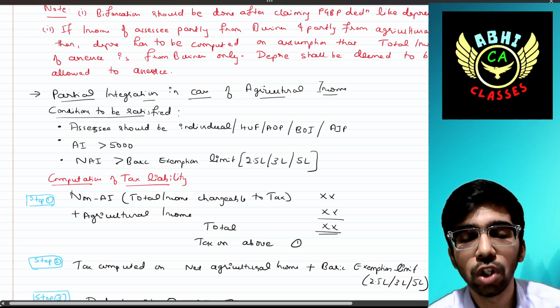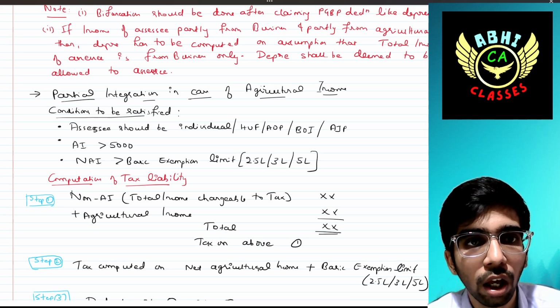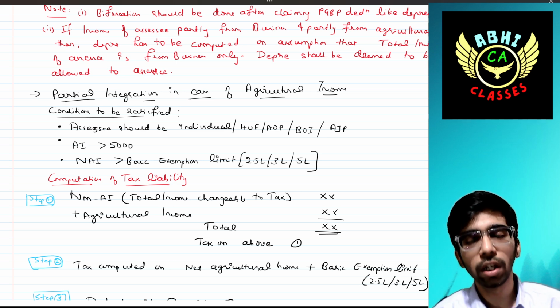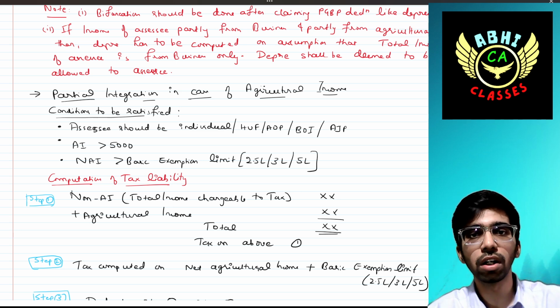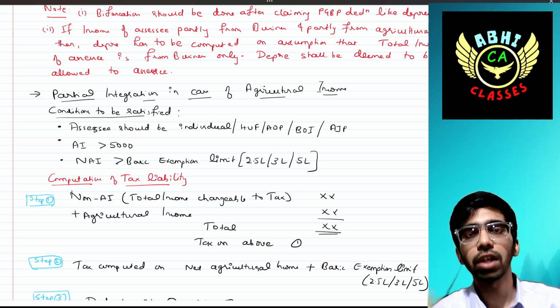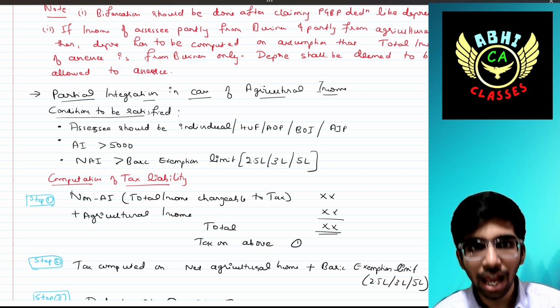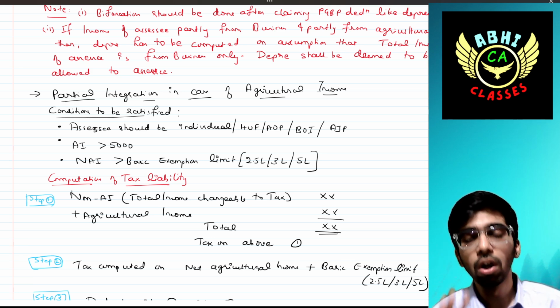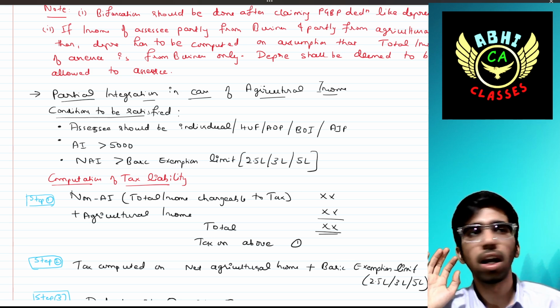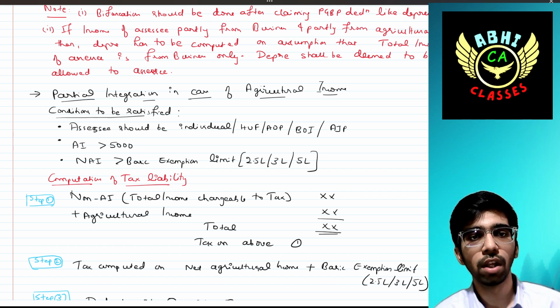Partial integration in case of agricultural income. What do you mean by partial integration? If I am having agricultural income and business income, that is called partial integration of agricultural income. In which case does it need to be computed? Conditions to be satisfied. Number one, the SSE should be an individual, HUF, AOP, BOI or AJP. Firm not allowed, company not allowed, cooperative society is not allowed, etc.